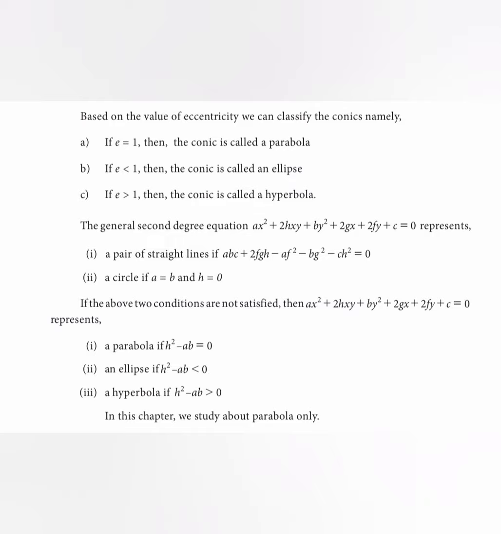And for the second degree equation, if h square minus ab is equal to 0, then again it is a parabola. h square minus ab less than 0, it is an ellipse, and h square minus ab greater than 0, then we will call it a hyperbola. That second degree equation is nothing but ax square plus 2hxy plus by square. That's the second degree equation.